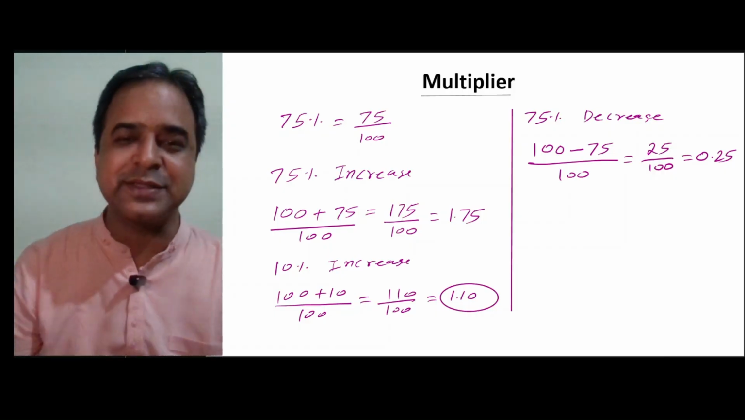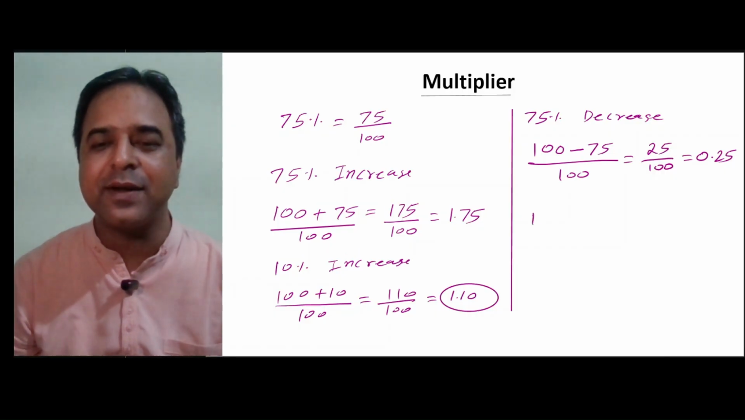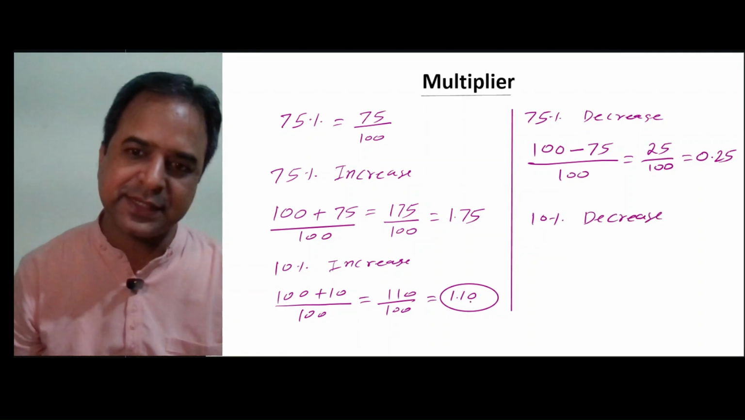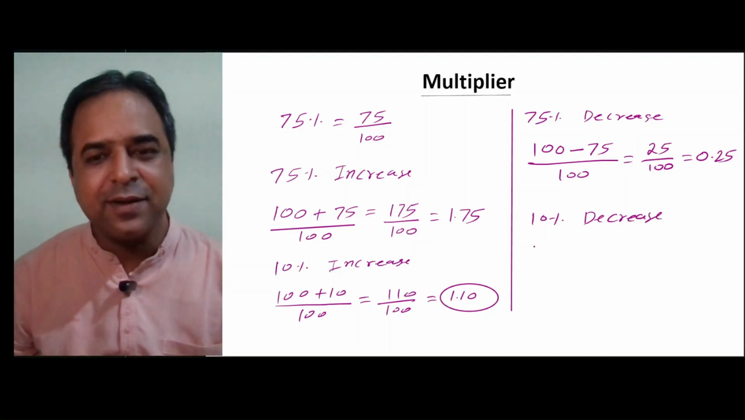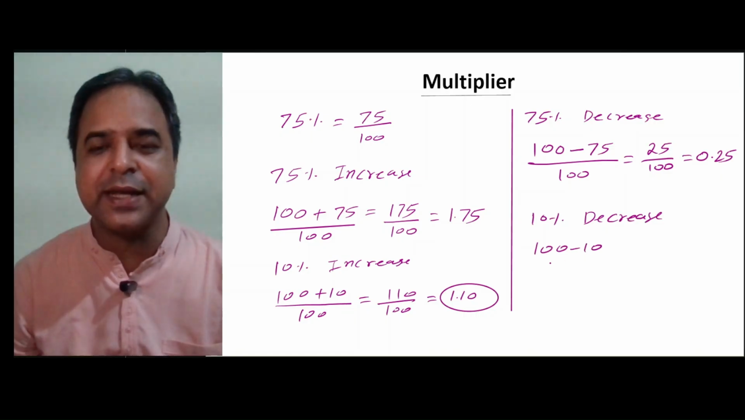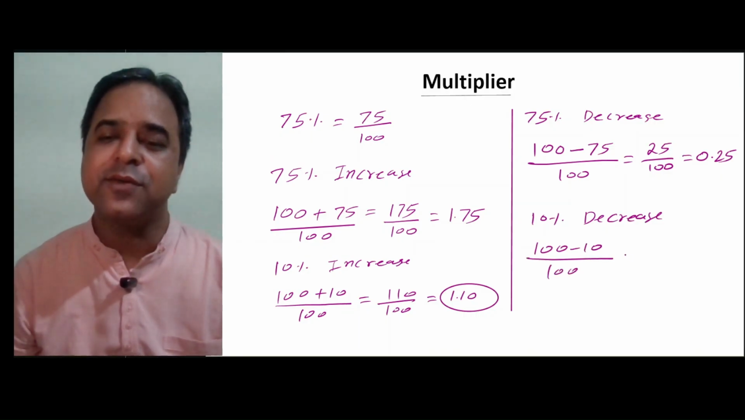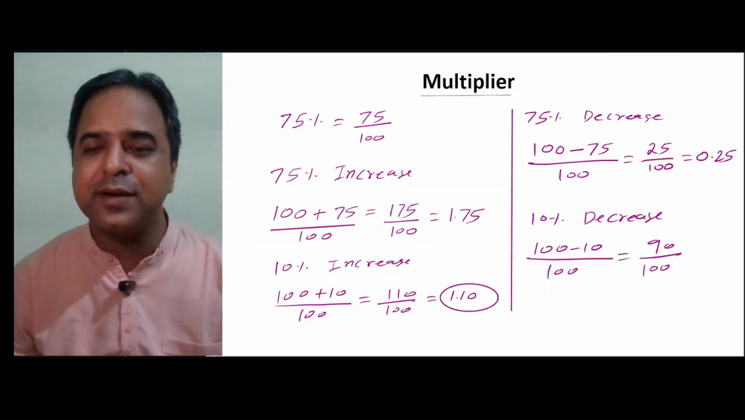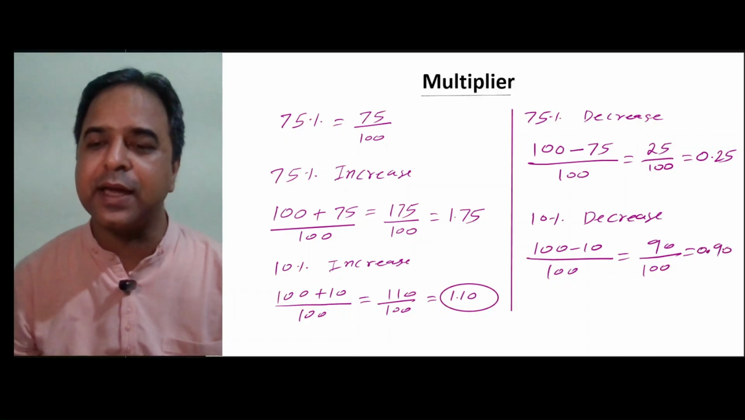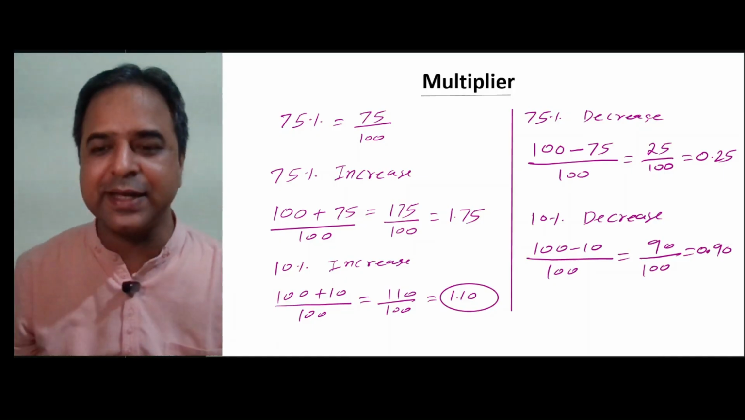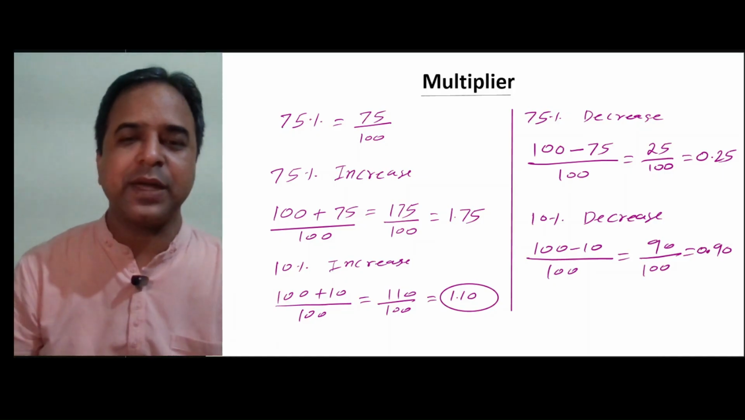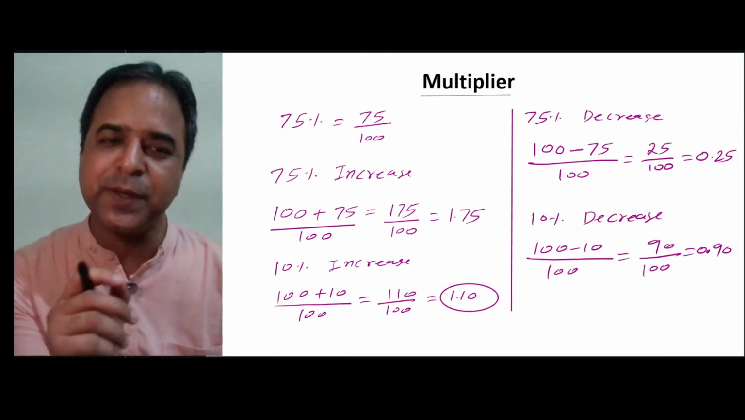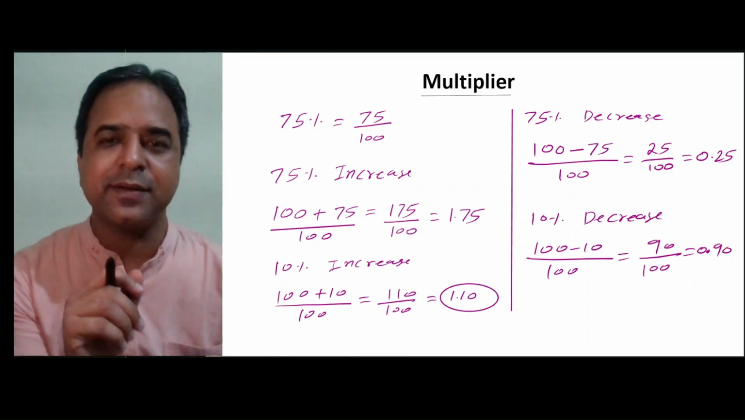So here, if it is decrease, your multiplier is going to become 0.25. We can take the same example for decrease. If it is a 10% decrease, again you will do 100 minus 10 upon 100, which is 90 upon 100, which will make it 0.90. So this is how we are getting the multiplier.